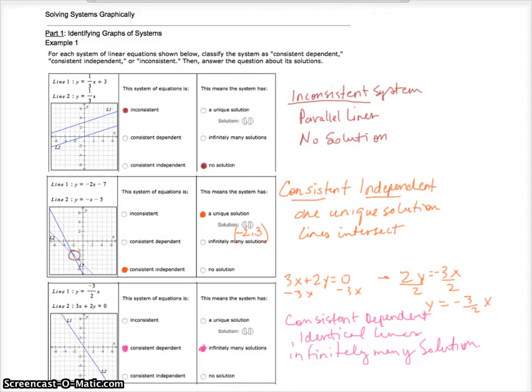Okay, let's go look at another example real quick. The same example, different problems. It says we need to make sure we classify them by consistent dependent, independent, or inconsistent, then answer the questions about the solutions. Well, here I have negative 2x plus 5 in the first box, and I have 1/2 x minus 5. I've got one unique solution, which indicates to me what type of graph. So one unique solution means that it's consistent independent. That means that it has one unique solution, and my solution was going to be 4, negative 1.